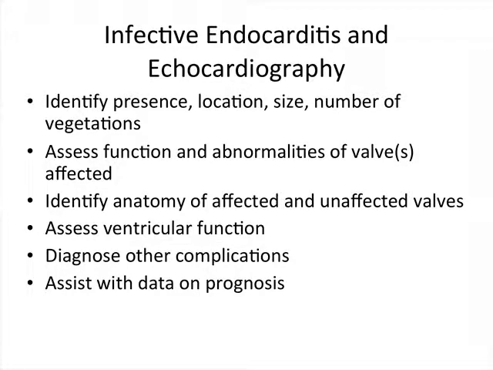For patients with possible infective endocarditis by clinical suspicion, echocardiography can help to identify the presence, location, size, and number of vegetations. It can also assess the anatomy and function of the valve involved as well as the other valves of the heart. Echo is also important for interpreting the effect of the vegetation on valvular and ventricular performance, and in identifying other complications associated with infective endocarditis, and providing some data to define the risk of systemic embolization, the need for surgery, and overall clinical prognosis.